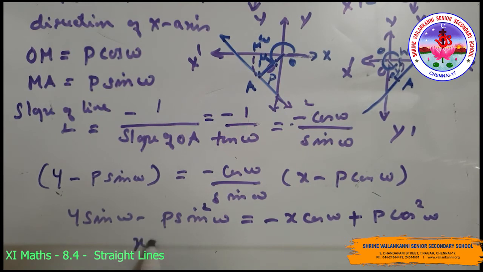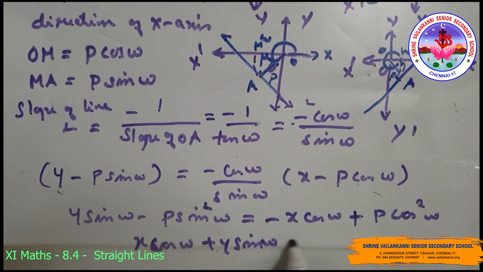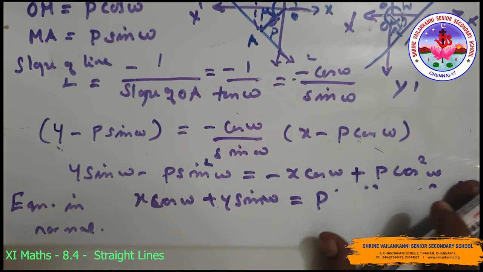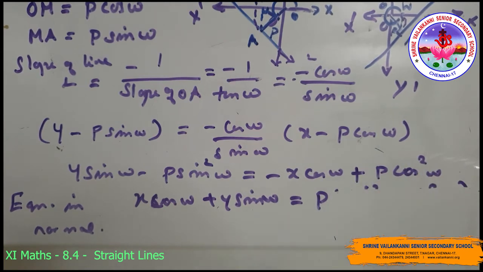So we get x cos omega plus y sin omega is equal to p into (sin square omega plus cos square omega). Sin square omega plus cos square omega is 1. So we get the equation of the line having normal distance p from the origin, where the normal makes angle omega with the positive direction of the x-axis, given by x cos omega plus y sin omega is equal to p.